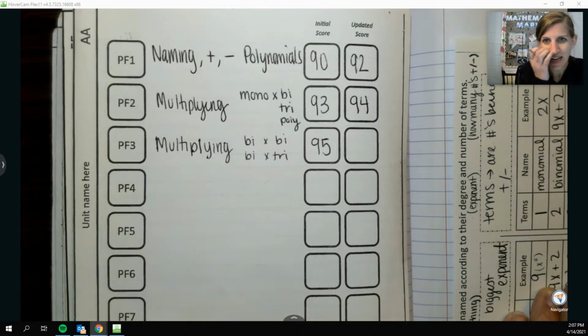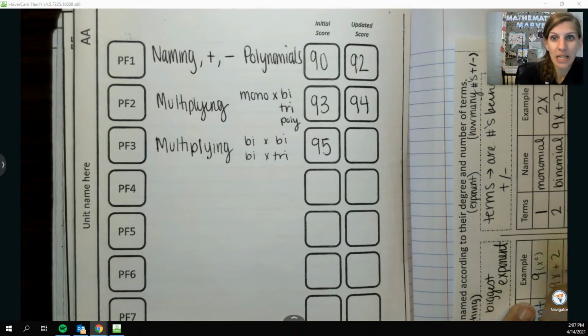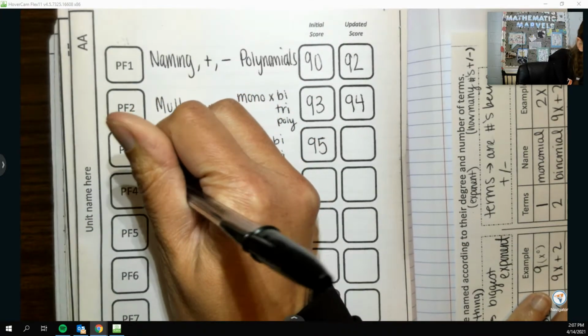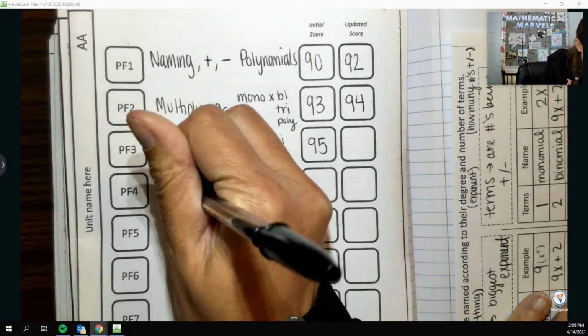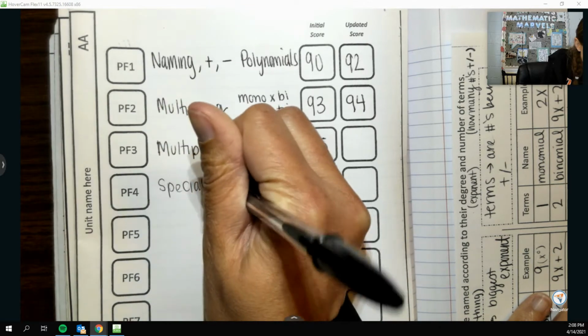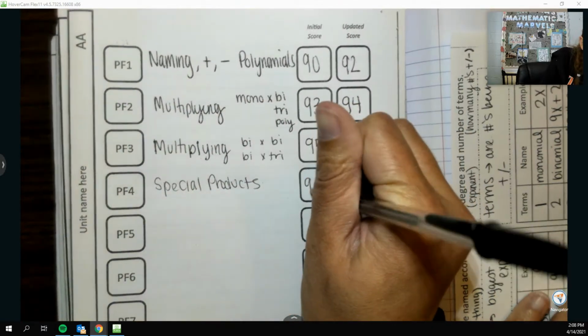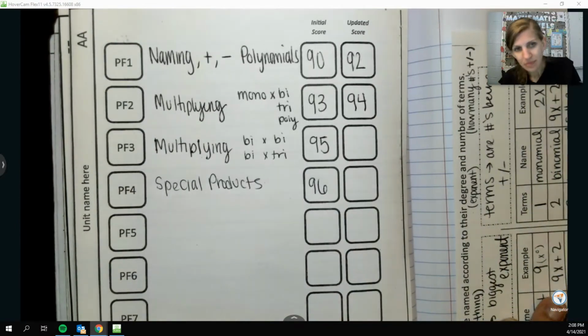All right, guys, we're going to add some new stuff to our notebook today. Actually, it's not super new. We're still going to be multiplying, but we're going to look at some special cases. So special products, and we're going to do that on page 96.